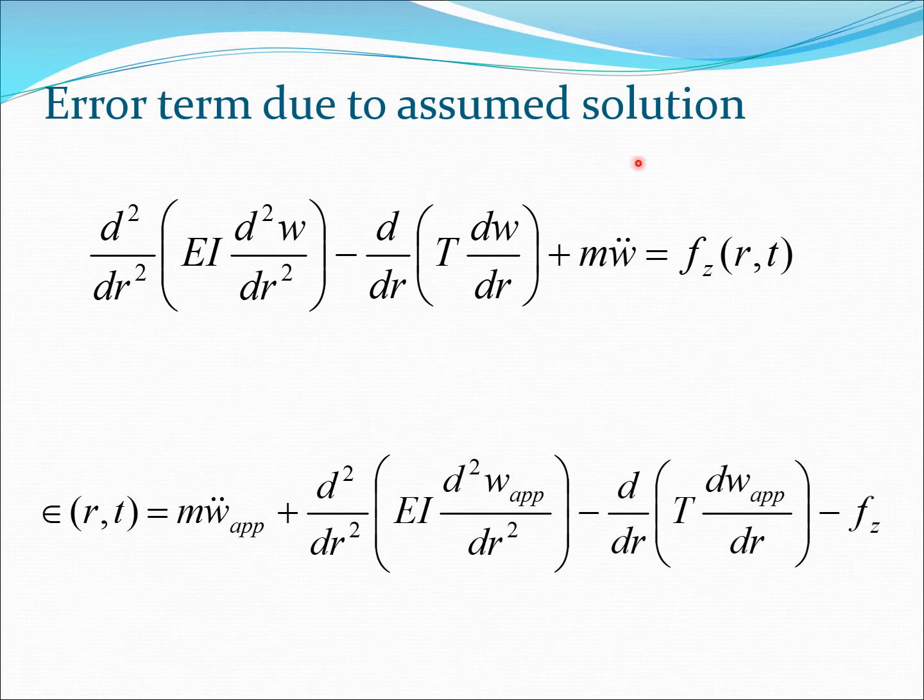So now we take this differential equation, and what we are going to do is we're going to substitute that W is W app. Now when we substitute the approximation, we get this here. Now this function is not 0, so this function is nothing but this left hand side minus f_z. Okay, so this function is not going to be 0, it is going to be some value, and this value is going to be dependent on r and t, because this entire function is dependent on r and t and is having different values at different points in the domain.